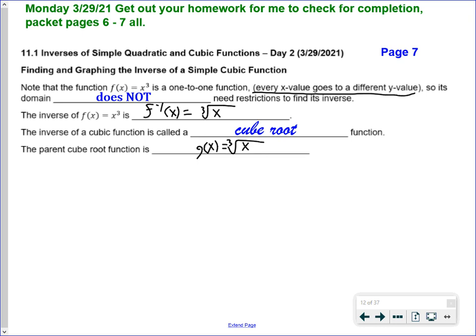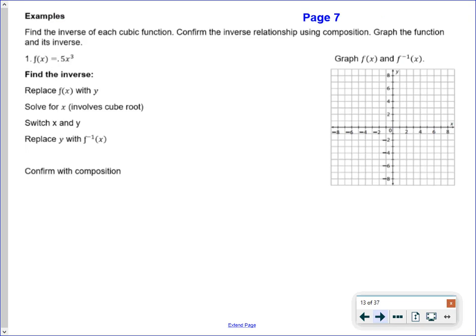So let's go on to the next page, or the next slide. It should be on the same page for you guys. But anyway, we're going to go over an example on number 1.